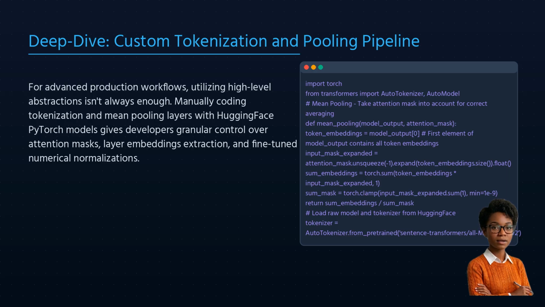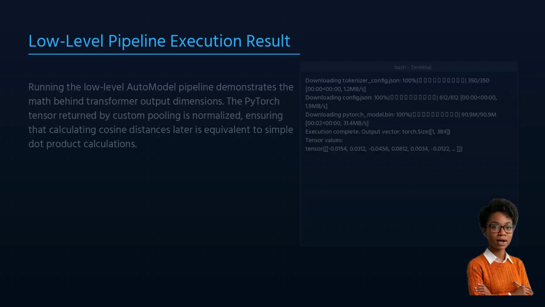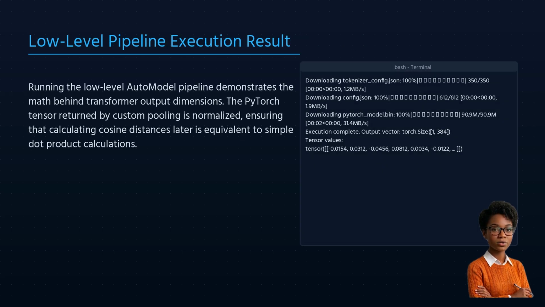Let's examine the output of our custom PyTorch pipeline execution. We loaded the raw tokenizer and deep learning model weights, parsed the token states, masked out pad tokens, and computed the normalized float tensor representation. As we can see in our log output, we get a beautifully normalized PyTorch tensor of dimensions 1 by 384, ready to be ingested in any production system.